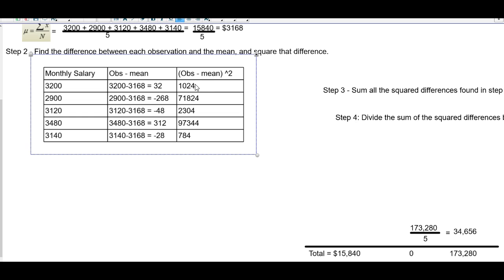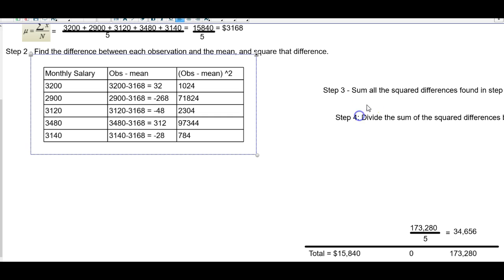I want you to be aware as you work through these, and if you look at this next one, here's an example, we get a negative answer, negative 268. Make sure when you square any number, positive or negative, you get a positive. So all of your answers over here should be positive. If they aren't, you need to go back and double check. So I've calculated all of these for us already.